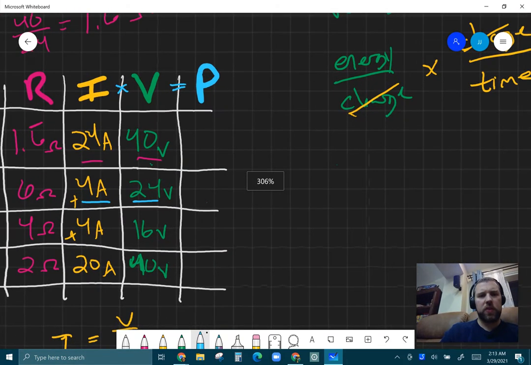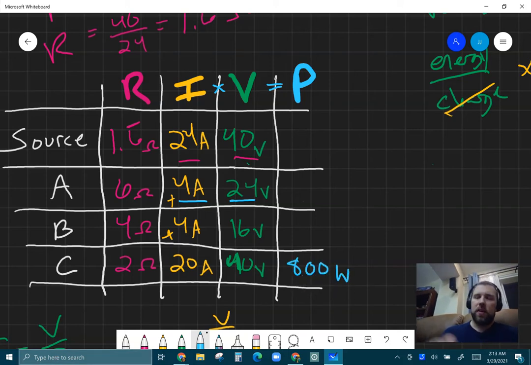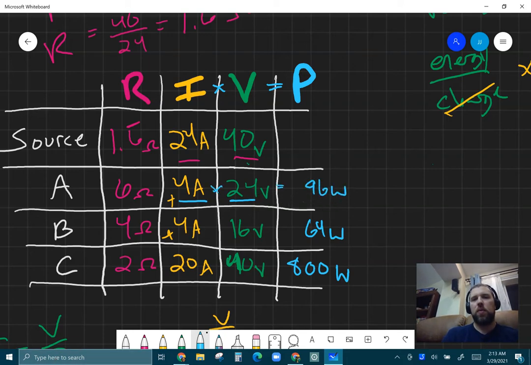Let's try that for these. For the 2 ohm resistor, that piddly little thing, 40 volts, 20 amps, we have 40 times 20, 800 watts, joules per second. Boom. We have 4 for the B resistor, the 4 ohm, we have 4 amps going through 16 volts. That's only 64 watts. 4 amps at 24 volts. Again, we're just multiplying through, 96 watts.